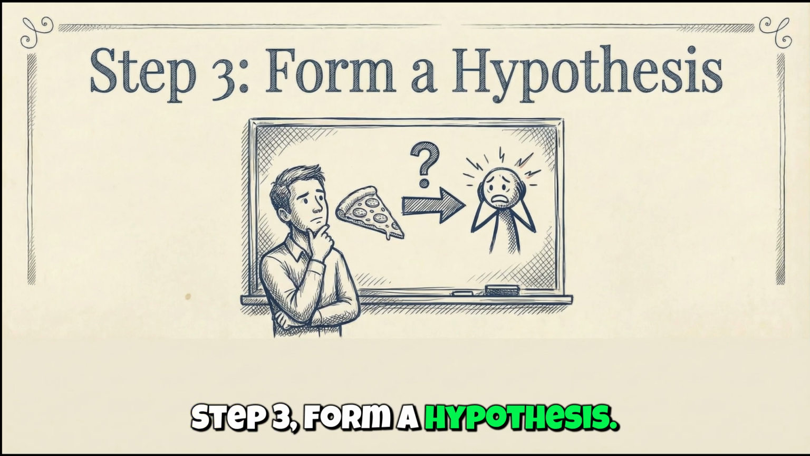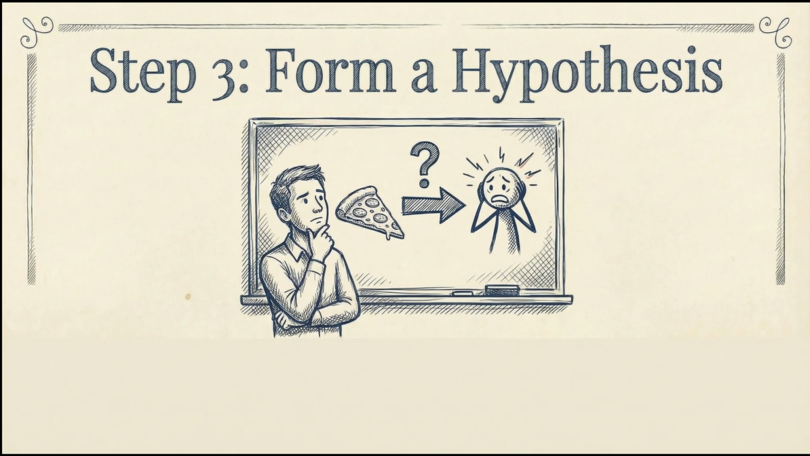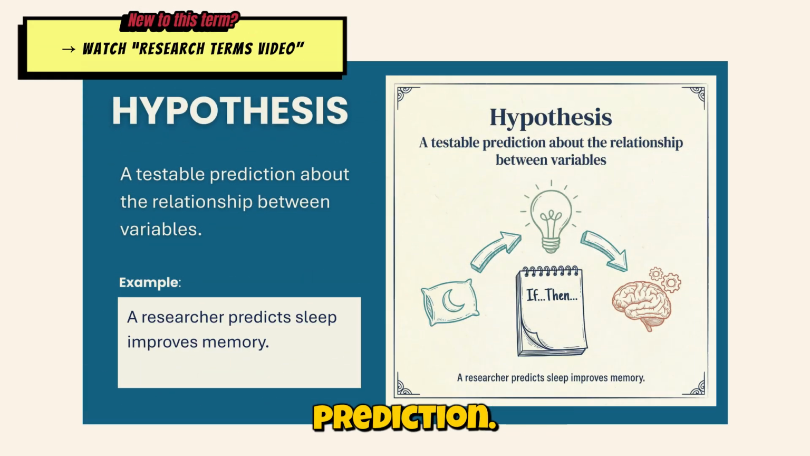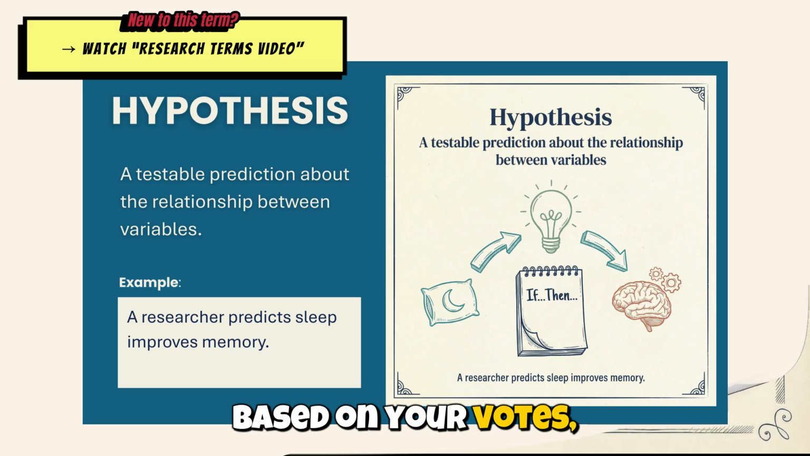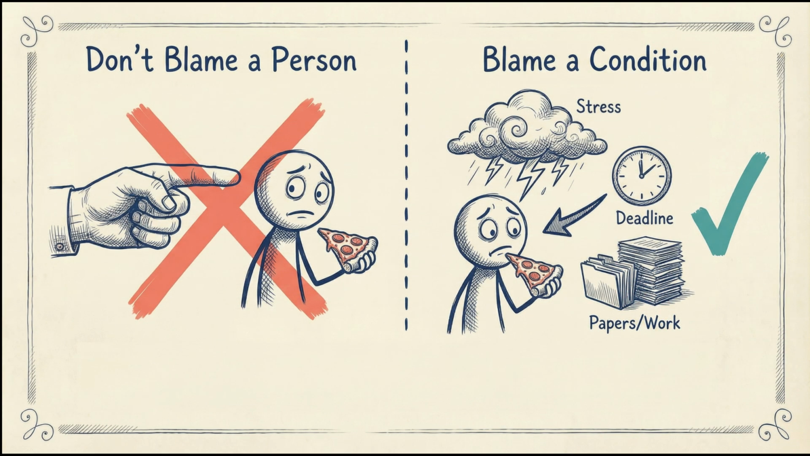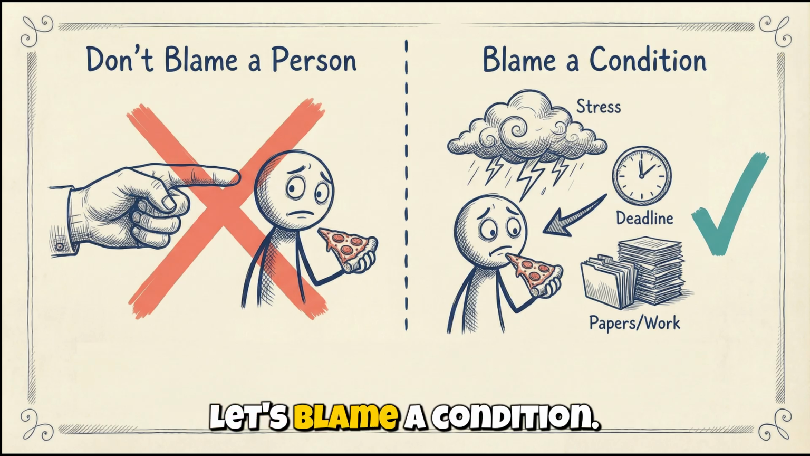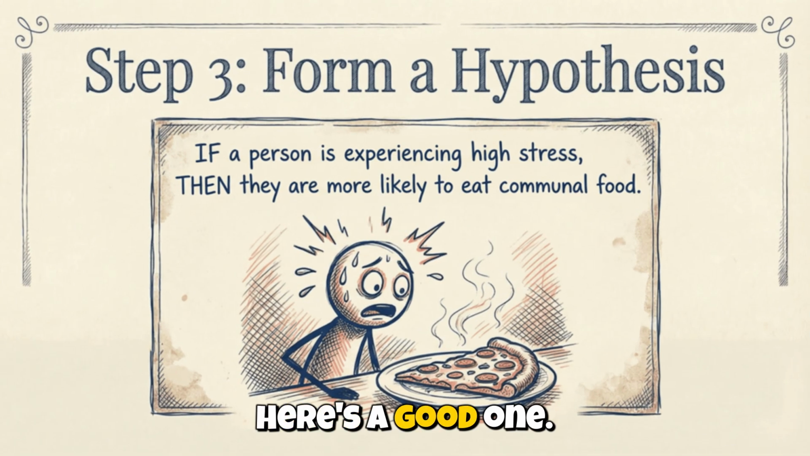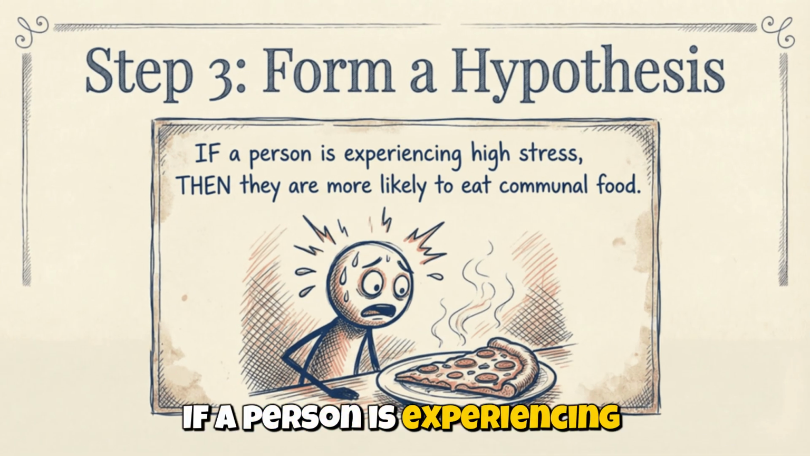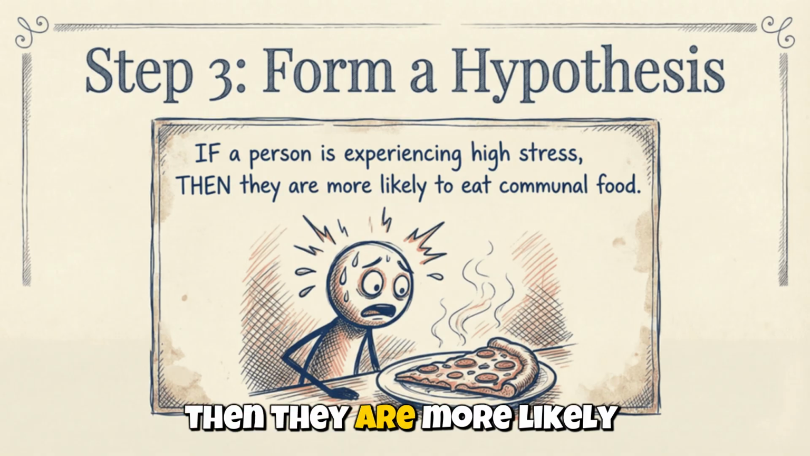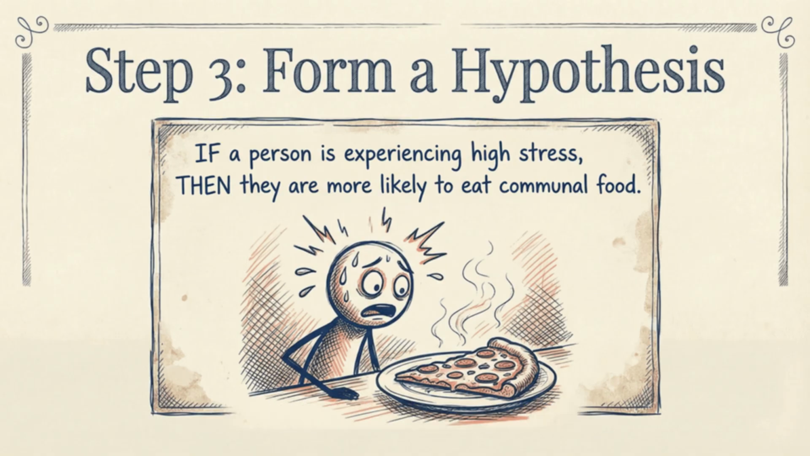Step 3, form a hypothesis. This is our educated guess, a specific, testable prediction. Based on your votes, we could form a hypothesis. But let's refine it. Instead of blaming a person, let's blame a condition. Here's a good one. If a person is experiencing high stress, then they are more likely to eat communal food.